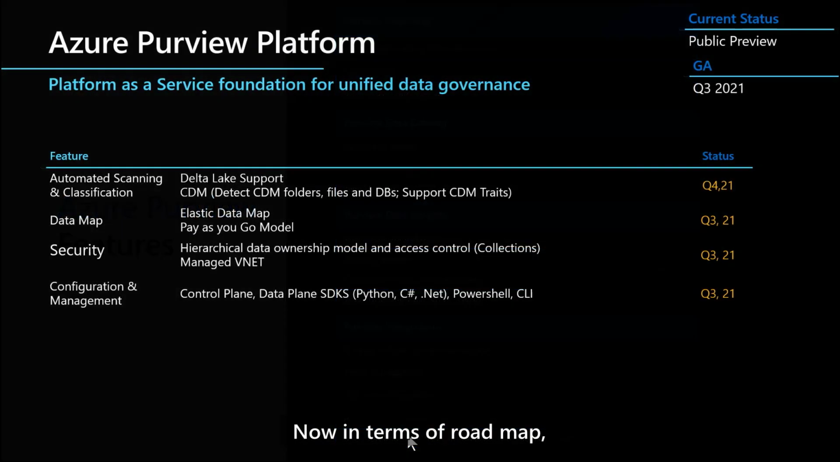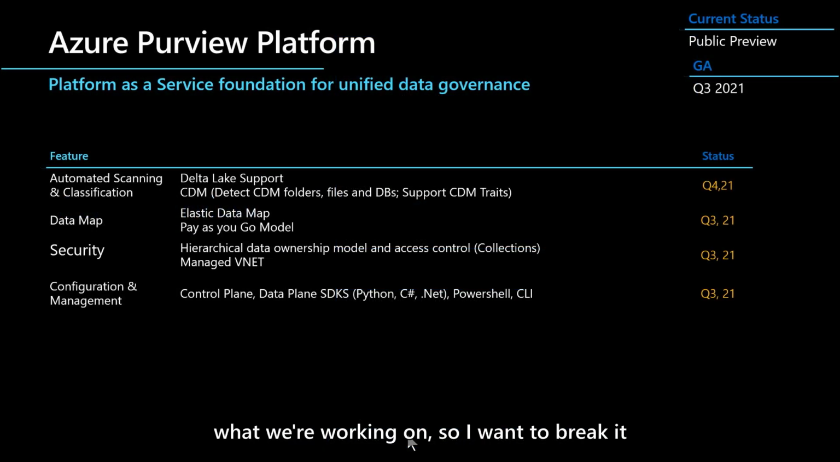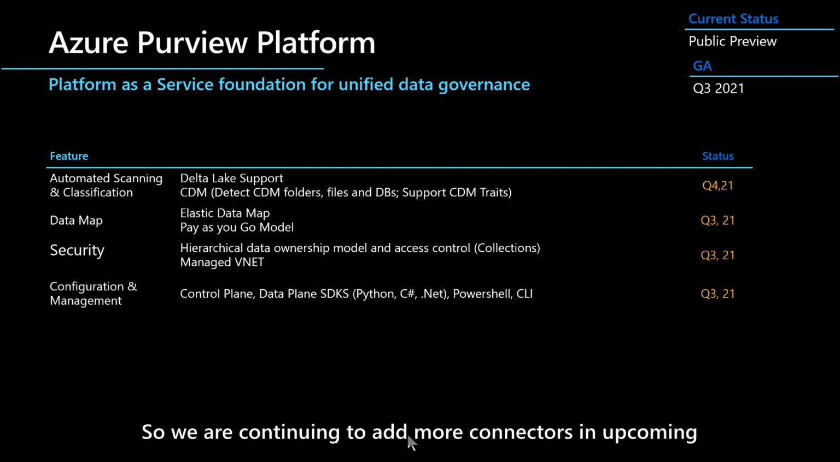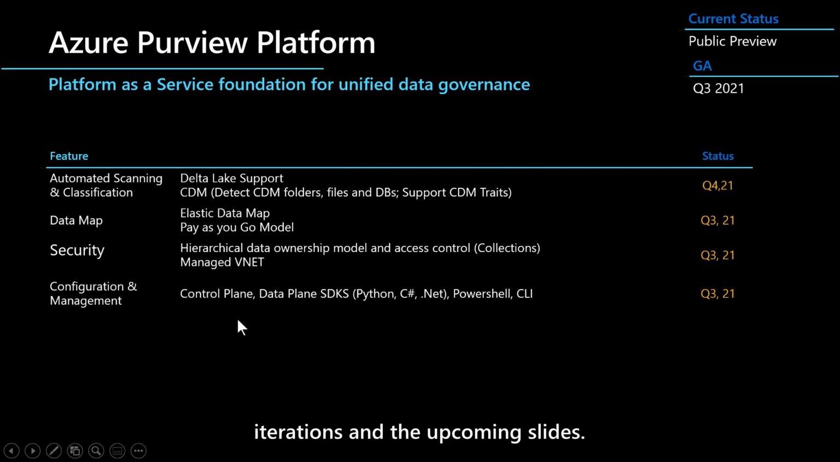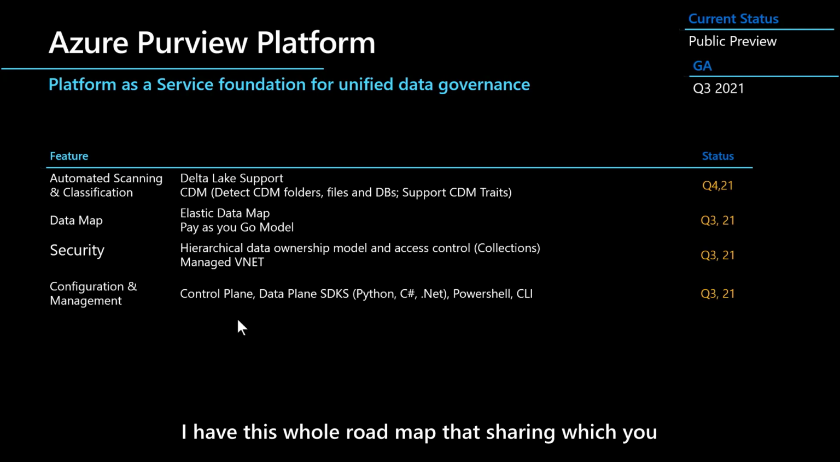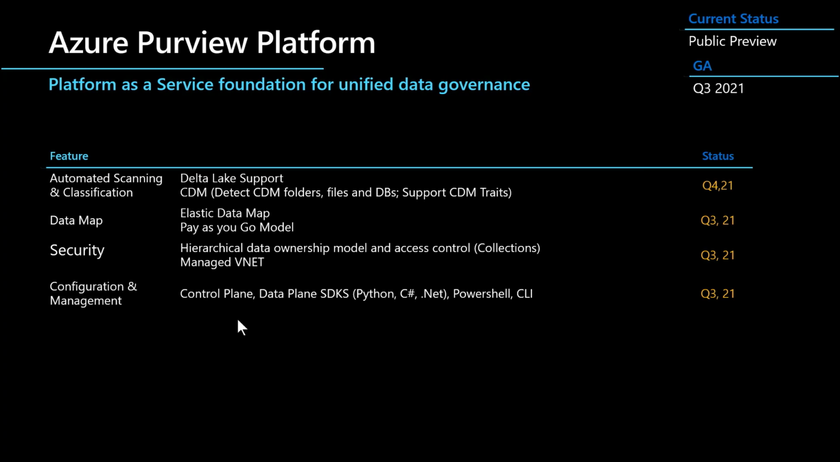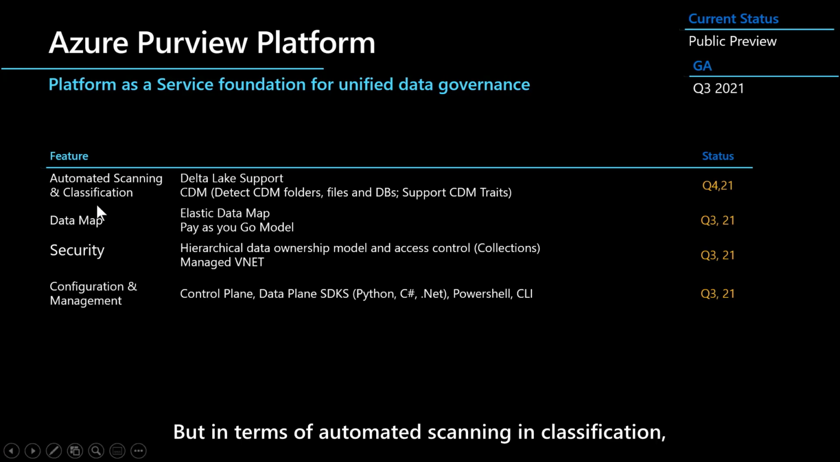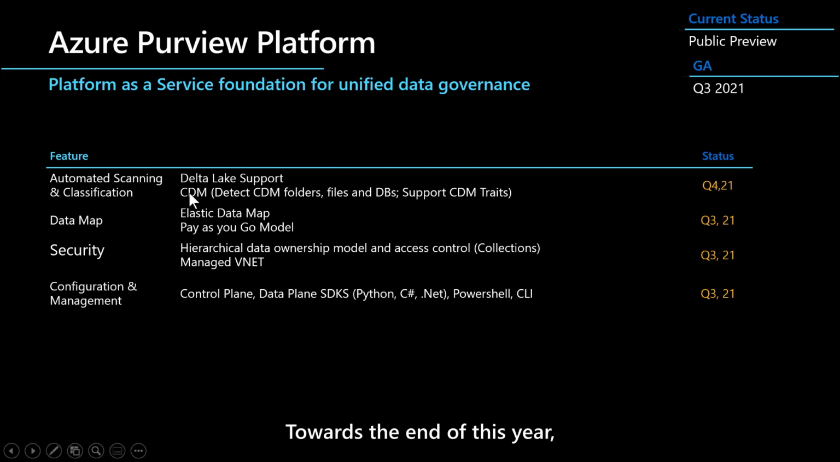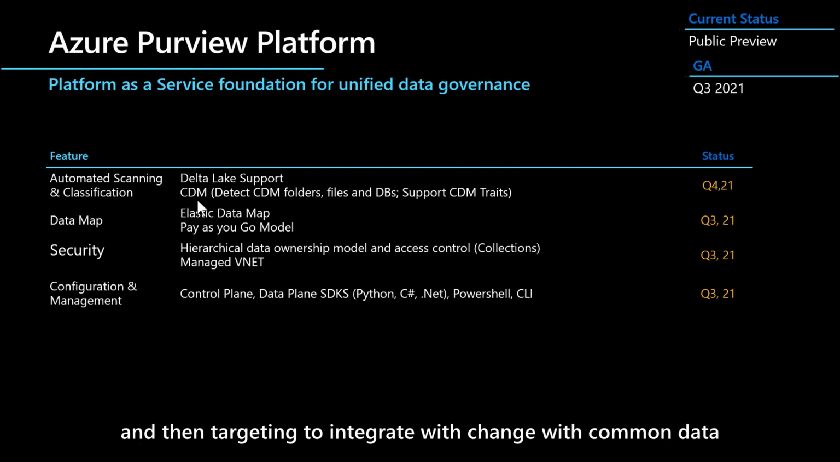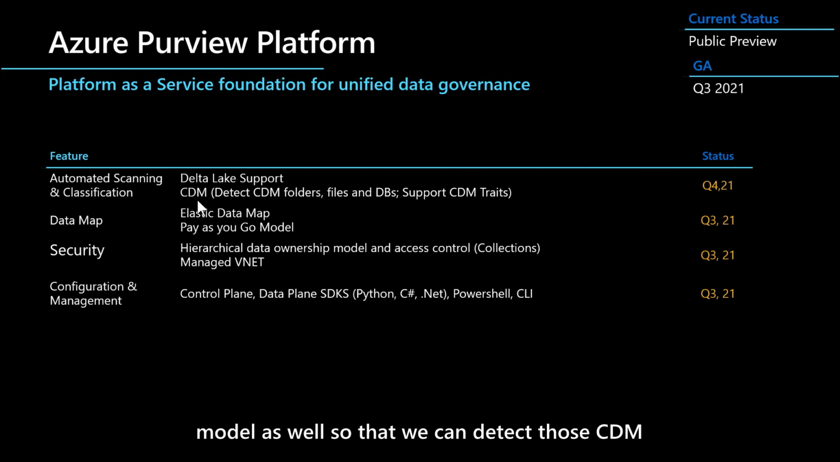Now, in terms of roadmap, what we are working on, so I'm going to break it down with the Purview platform, which comprises our Purview data map. So we are continuing to add more connectors in upcoming iterations. And in the upcoming slides, I have this whole roadmap that I'm sharing, which you can use to understand what are the connectors we are lighting up. But in terms of automated scanning and classification, we're also adding support for Delta Lake towards the end of this year, and then targeting to integrate with common data model as well, so that we can detect those CDM files and folders and understand those traits and create those as business terms in the glossary.